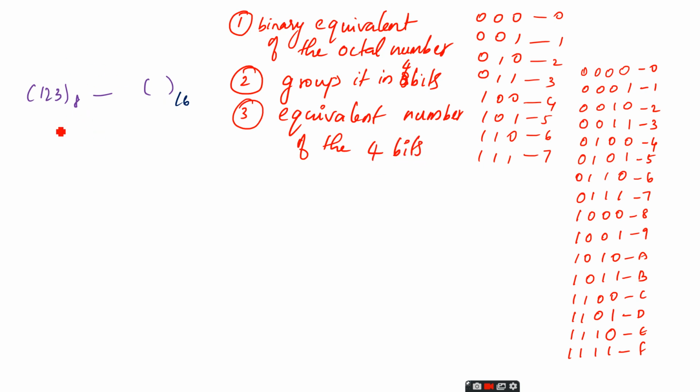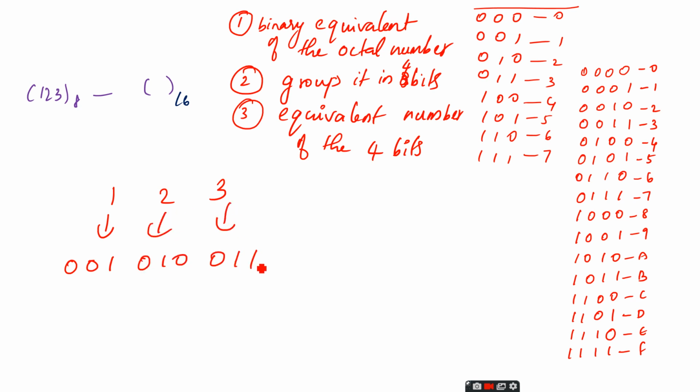So 1, 2, 3. First we will write the binary value of 1, 2, 3. It is an octal representation, so we'll write it in 3 bits. From this we'll write: 1 is 0, 0, 1. 2 is 0, 1, 0. 3 is 0, 1, 1.